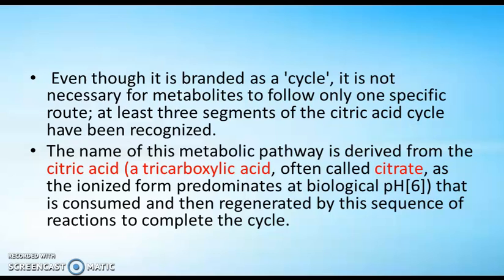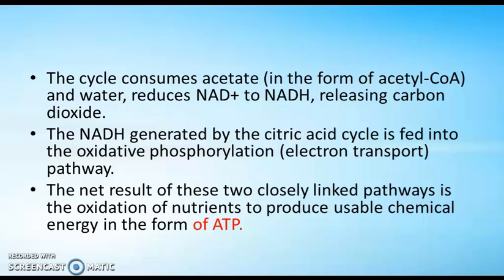Citric acid is a type of tricarboxylic acid, often called citrate, as the ionized form predominates at biological pH. It is consumed and then regenerated by this sequence of reactions to complete the cycle. The cycle mainly consumes acetate in the form of acetyl-CoA and water, which reduces NAD to NADH, releasing carbon dioxide. And this NADH, which is generated by the citric acid cycle, is directly fed to the oxidative phosphorylation.